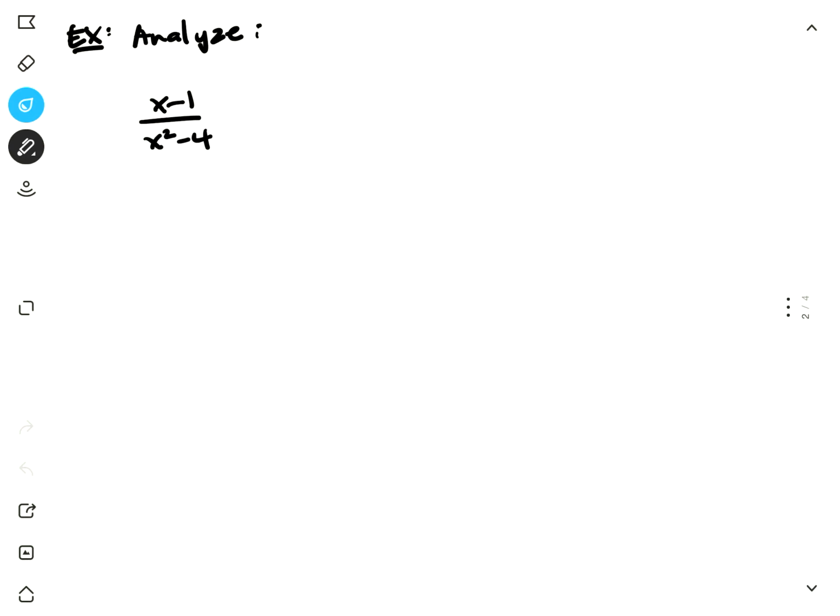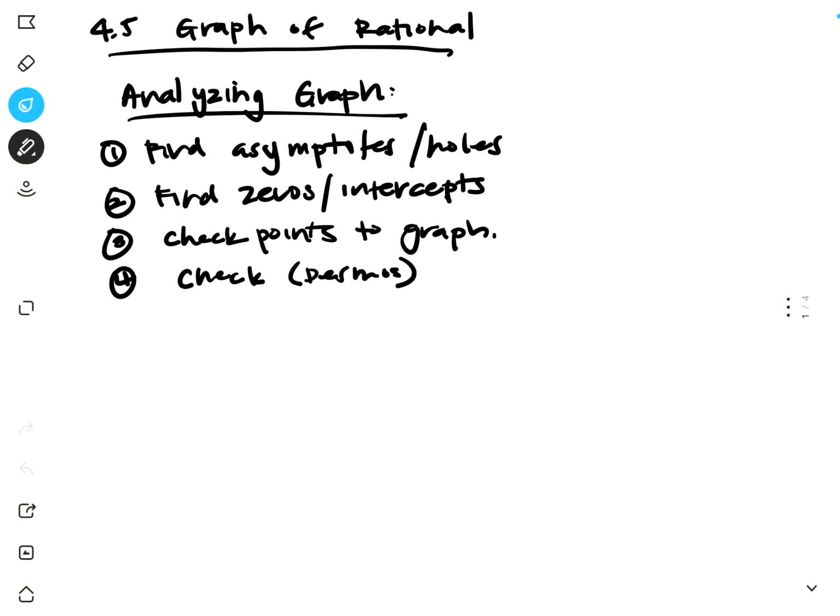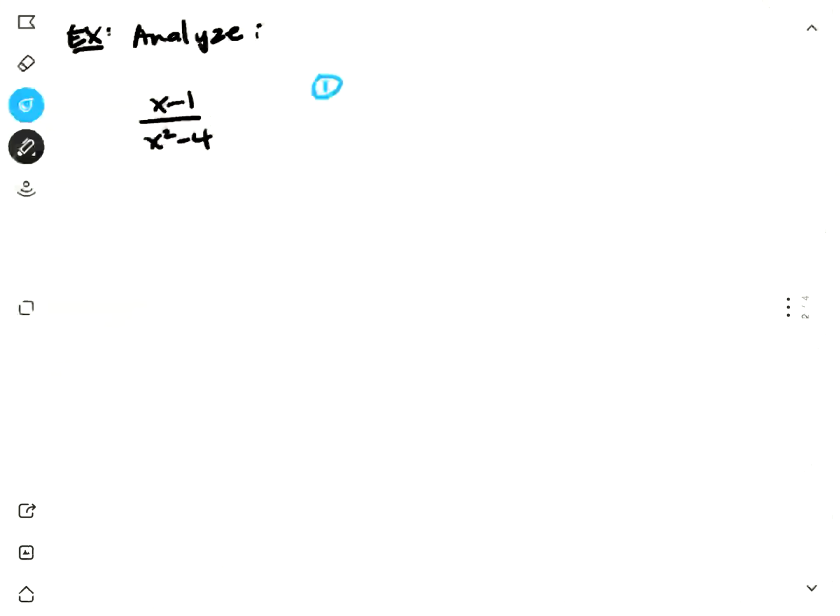Okay, so we want to analyze this. Step one, if we refer to this chart here, is we're going to find asymptotes and holes. So what we're going to do is take this bottom part and factor it a little bit. I know that's a difference of squares because I have a perfect square here, a perfect square there, and a subtraction. So it's going to be x plus 2, x minus 2.